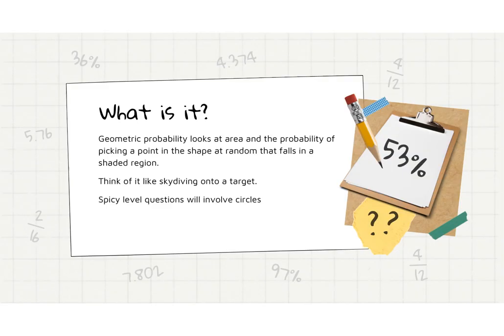So once again, geometric probability looks at the area of shapes and finding the probability of picking a point in the shape at random that is in the shaded region of the shape. I like to think of it as you're skydiving out of a plane and trying to hit a target, and what's the probability of hitting that very specific spot on the shape. And these spicy level questions will involve circles, and for the duration of the CYUs and all the examples, we will use 3.14 for pi.